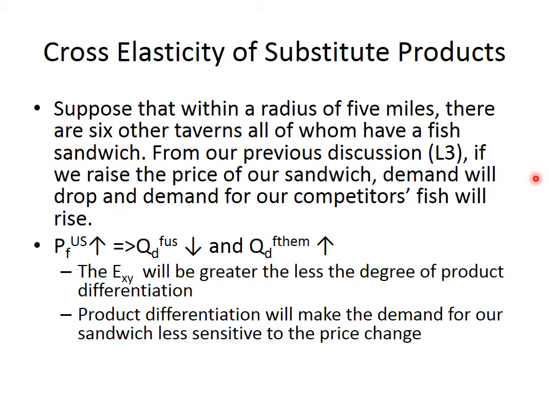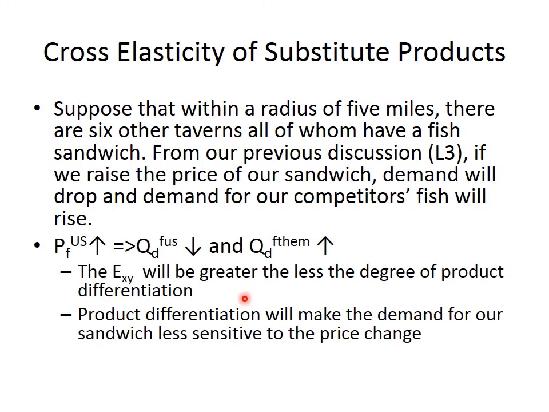From our previous discussion in Lecture 3, and from what we discussed just earlier here, if we raise the price of our sandwich, demand for our sandwich will drop, and demand for our competitors' fish sandwiches will go up. Why? Because if we raise the price of our fish sandwich, they'll run next door and buy the other guy's fish. So now here we have the basic relationship. If the price of fish for us goes up, the quantity demanded for our fish goes down, and the quantity demanded for their fish goes up.